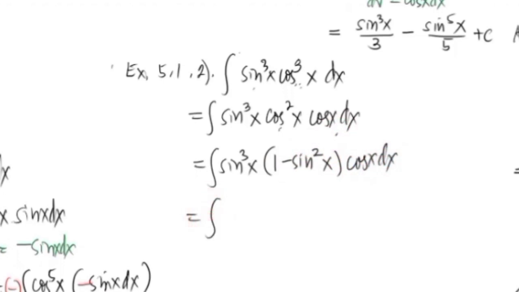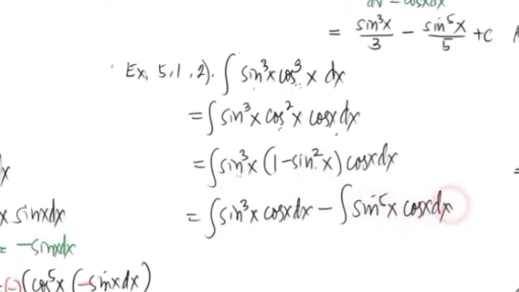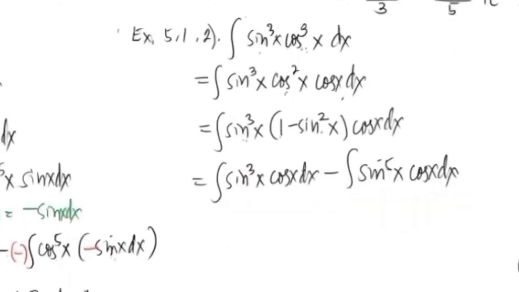So we would have here sine cube times cosine x dx times 1, so it's sine cube x cosine x dx minus the integral of sine cube times sine squared, it's sine to the 5th of x cosine x dx. Now we let our v is equal to sine of x, and of course taking the derivative, your dv is equal to cosine x dx.